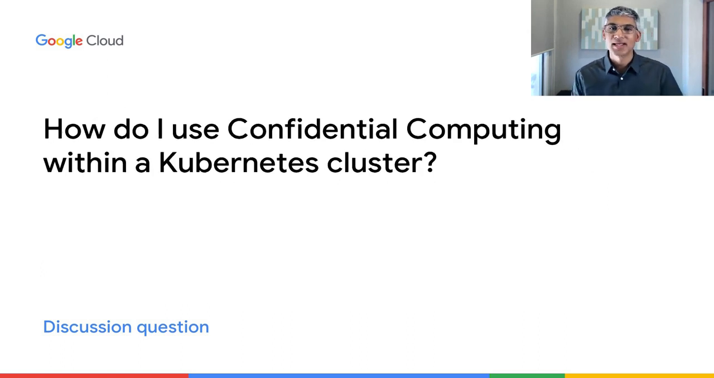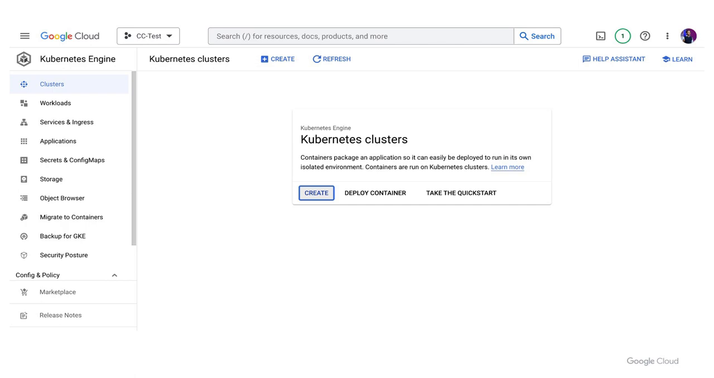All right, moving on to the next question. How do I use confidential computing within a Kubernetes cluster? Now, to take a look at this, let's actually go back to the Cloud Console. Now, in general, a user can enable confidential computing whenever a new virtual machine or a GKE cluster or a GKE node pool or even a Dataproc cluster is created. We took a look earlier at creating a confidential VM just by simply enabling it when we configured the VM.